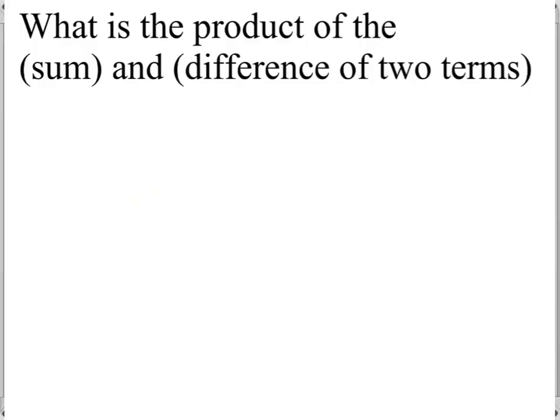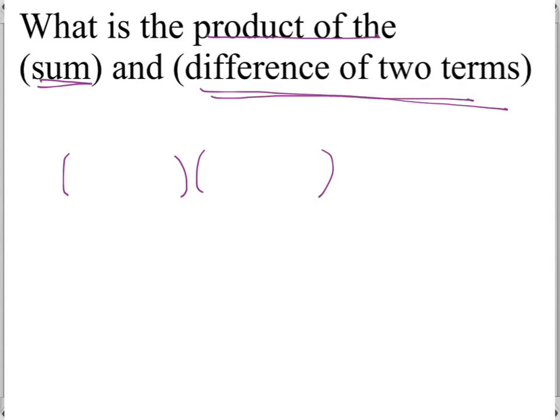Okay, first of all, the question is, what is the product of the sum and difference of two terms? And I wrote these in parentheses here so you can see the product. Okay, so that's the product of something. So I'm going to write, this means the product, right? Two things being multiplied. The sum and difference of two terms. So the difference of two terms, let's write that here. Okay, now the sum of those very terms would look like that.